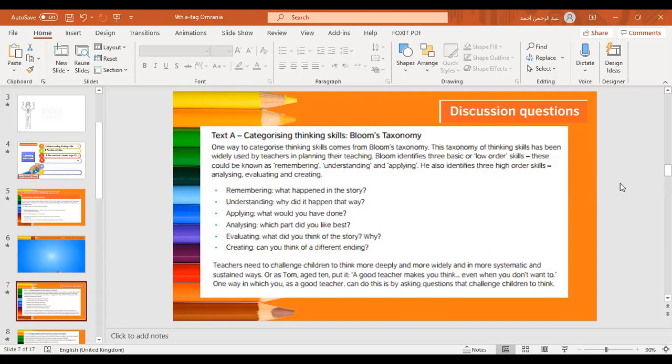Now we'll turn to the third part of Bloom's taxonomy. It's applying. What would you have done if you were the mouse? What would you have done if the lion caught you? Yes, Miss Yasmin. I think I would act like the mouse.